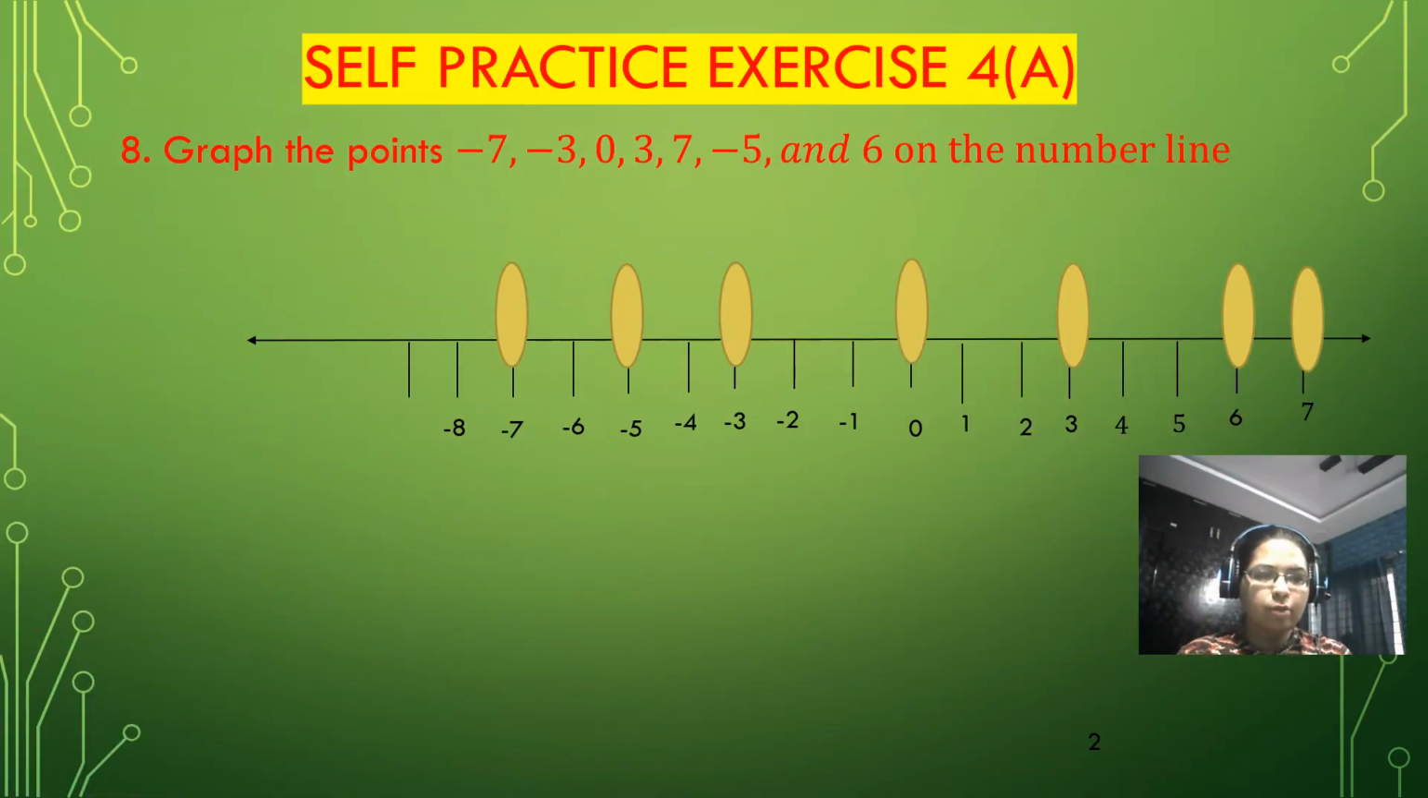Now we solve question number 8. Question number 8 is graph the points -7, -3, 0, 3, 7 and -5 and 6 on a number line. We can represent these integers on a number line.